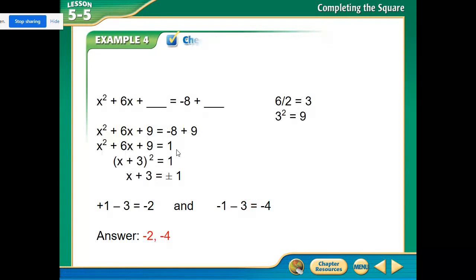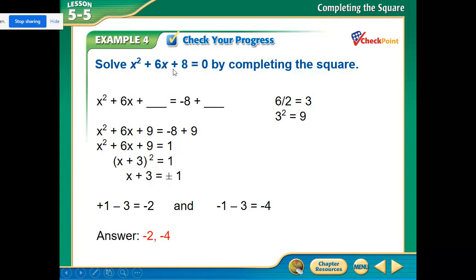Let's do some more. All right, so here's our original problem: x squared plus 6x plus 8 equals 0. Now I have to move the 8 over, and when I do that, it's negative 8. I put these blanks here just to help myself know that I've got to add something there. So now I take my b value, 6, divide by 2 is 3. 3 squared is 9. That's what I fill in the blanks with, 9 and 9.